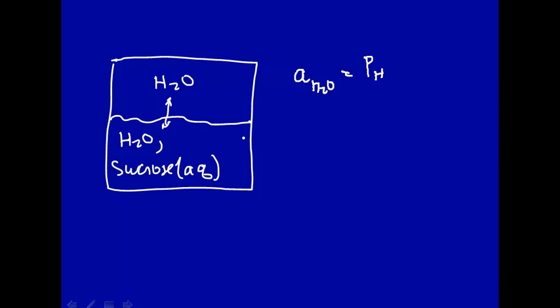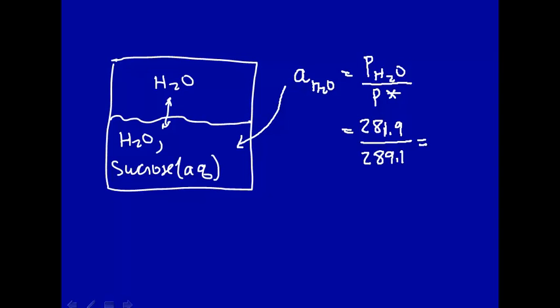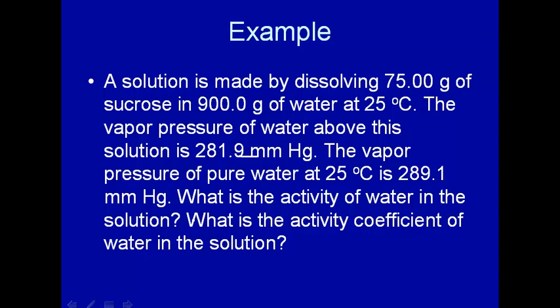For this system, the activity of water in the solution will be the pressure of water above the solution, up here, divided by the pressure of pure water. Given in the problem, the pressure above the solution is 281.9 millimeters of mercury, and the vapor pressure of pure water is 289.1. So the activity of water in the solution is 0.9751.